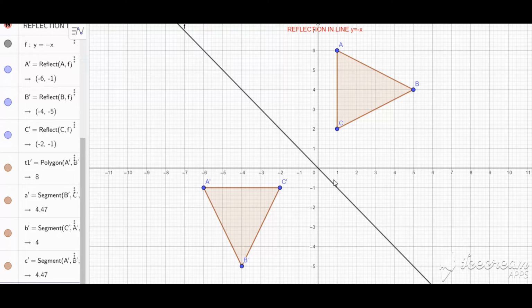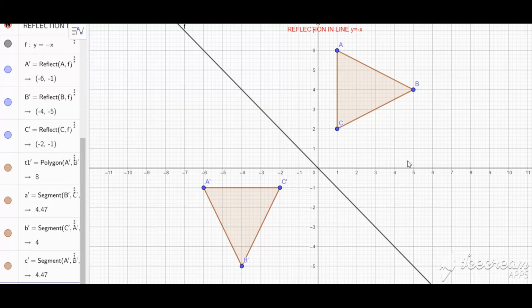We notice that the coordinates have switched. So the coordinates for A were 1, 6. It switched because now we're seeing 6, 1. But it's not just 6, 1. It's -6, -1. So the coordinates switch and they become negative of what they were. So for instance, C, which is at 1, 2, to get C prime, I would switch that and say 2, 1 and make them negative. So it's -2, -1. And if you see it down here, C prime is -2, -1.